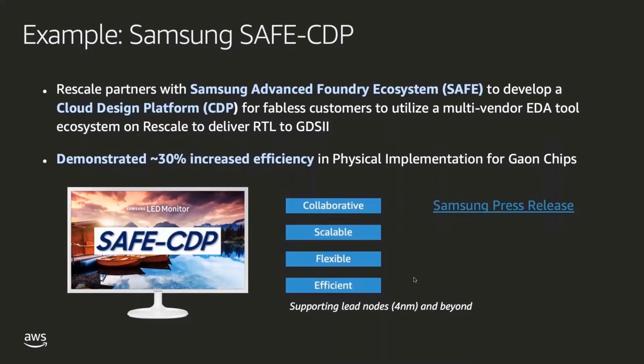So some examples of the ecosystem. We partnered with Samsung, and we are the sole provider to their cloud design platform under the Samsung Advanced Foundry ecosystem. So it's called SAFE-CDP. What that means is Samsung customers that want to go to the cloud are going to be using Rescale as a platform, and Samsung will have their intellectual property up and ready to go for their customers. What have we seen there? Well, we've seen a 30% increase in efficiency from getting to market on the physical implementation for a company called Guyon Chips. They did a 14 nanometer automotive design. And why don't we listen to them talk about their experience?